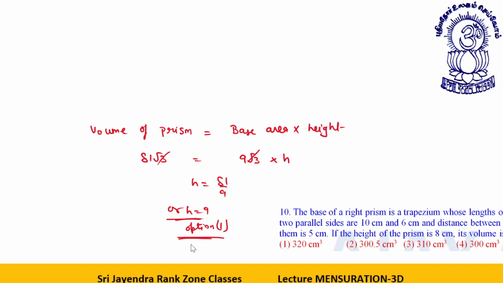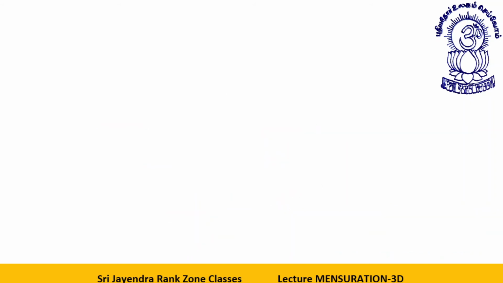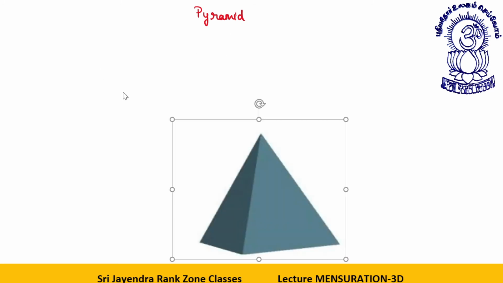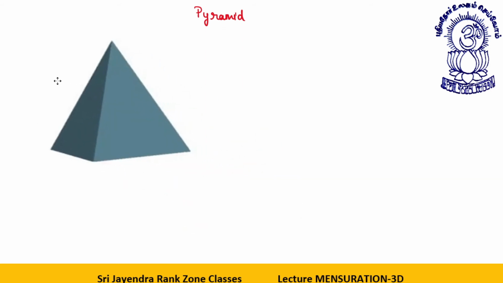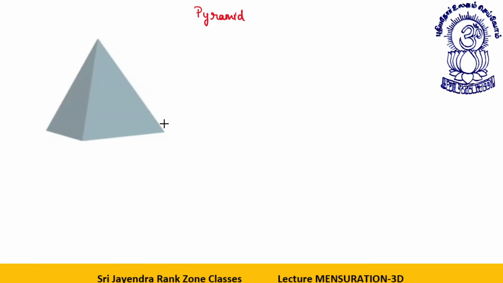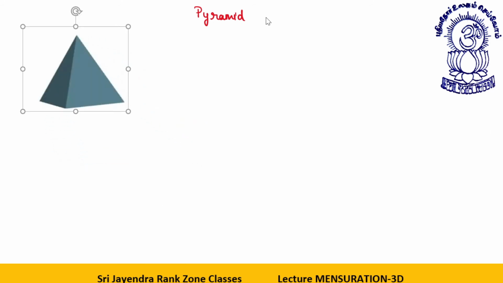This got copied somehow, no problem. Now, dear students, let's start with the concept of pyramid. Okay, pyramid. Let me show you an example of a pyramid. A pyramid is any shape which has a base but its top is pointed. A pyramid is a shape which has a pointed top.